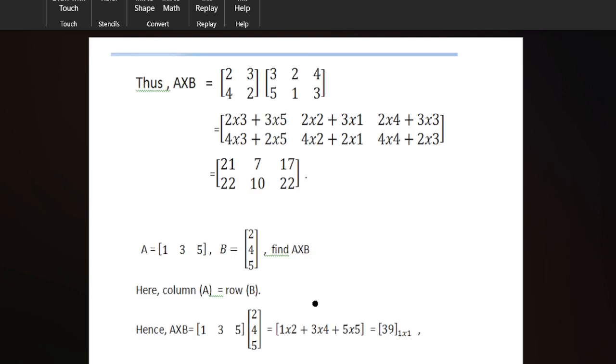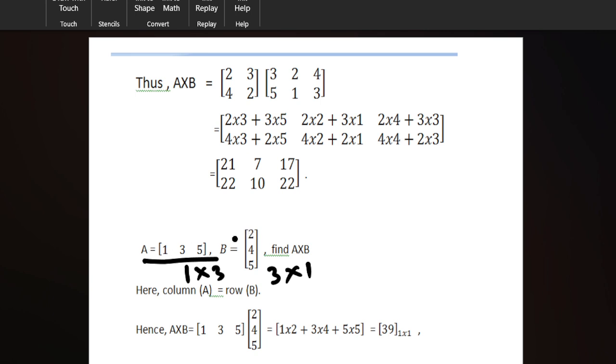Now here one more example I have taken. A is a matrix of order 1 row 3 columns, and B is a matrix of 3 rows 1 column. So we'll get a matrix of 1 by 1. So first row, first column, only one time multiplication.